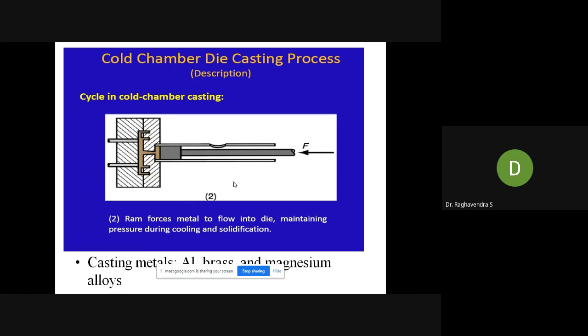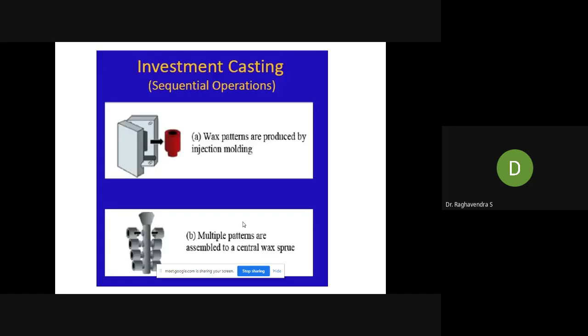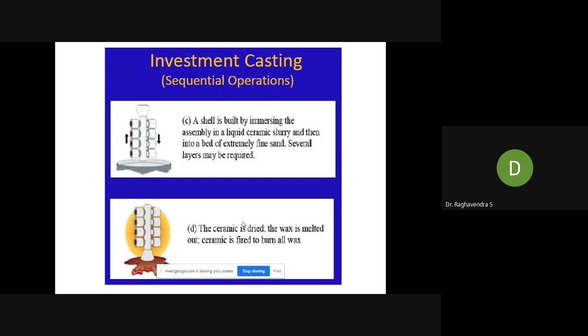So let's see some advantages. Die casting has high productivity. Of course, they can produce a greater number of components with good tolerance and good surface finish. Similarly, the disadvantages: dies are costly, and only small parts up to 15 kg can be handled. The machinery is complex and large, because you require a lot of equipment and machinery to set up this process. That's a one-time investment. Of course, maintenance is required.